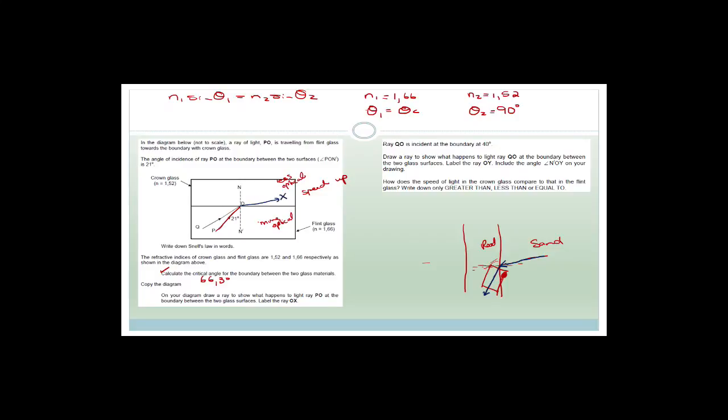Now it says OQ is incident at the boundary at 40 degrees. So the whole of this is 40 degrees, okay? Now it says draw a ray to show what happens to light ray OQ at the boundary between the two glasses. Label this ray OY, and indicate the angle. That's just the same thing. That's just silly. We're not going to worry with that. That's going to also just be further down, because it's going to get closer and closer to the critical angle.